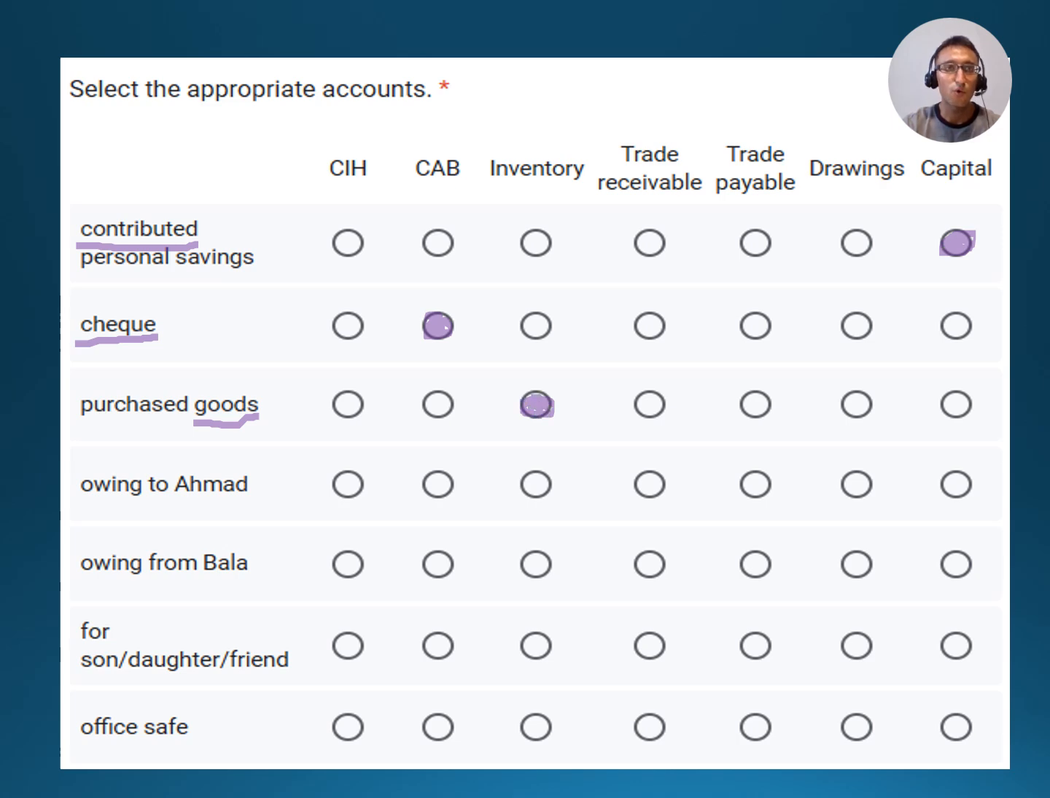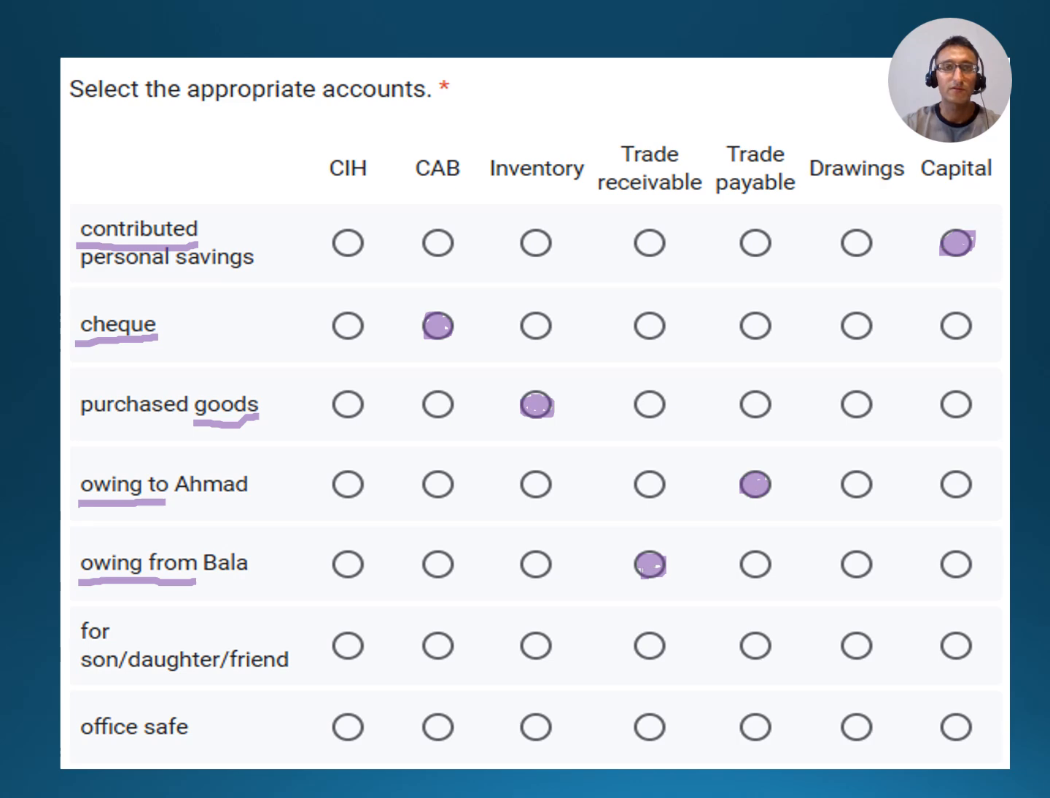Next item here, owing to someone, owing to a creditor. So when the business owes to other parties other than banks, we would call this other party a payable. Okay, so we would record it in the payable. Okay, next one, owing from somebody who owes the business. Okay, we would term them as a receivable.